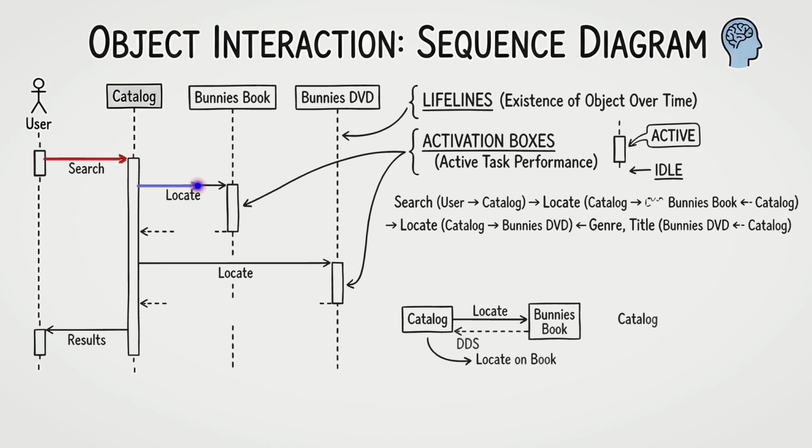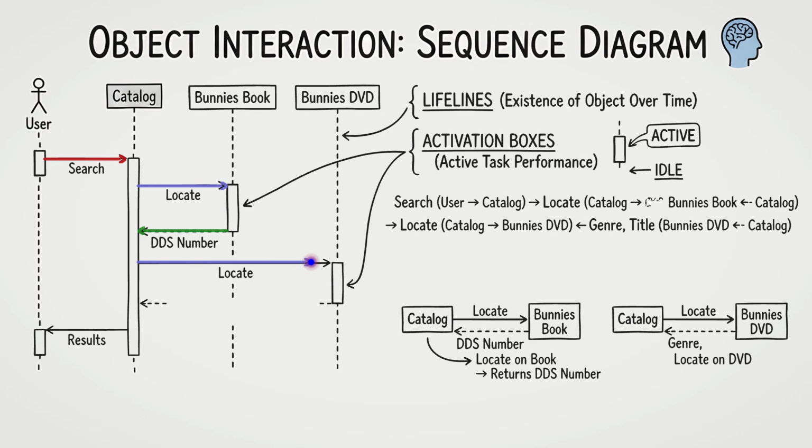It sends a locate message to the bunnies book. The book wakes up, processes the request, and returns its specific physical location, which is a DDS number, via a dashed return arrow. But the catalog isn't done. It next sends that exact same locate message over to the bunnies DVD.